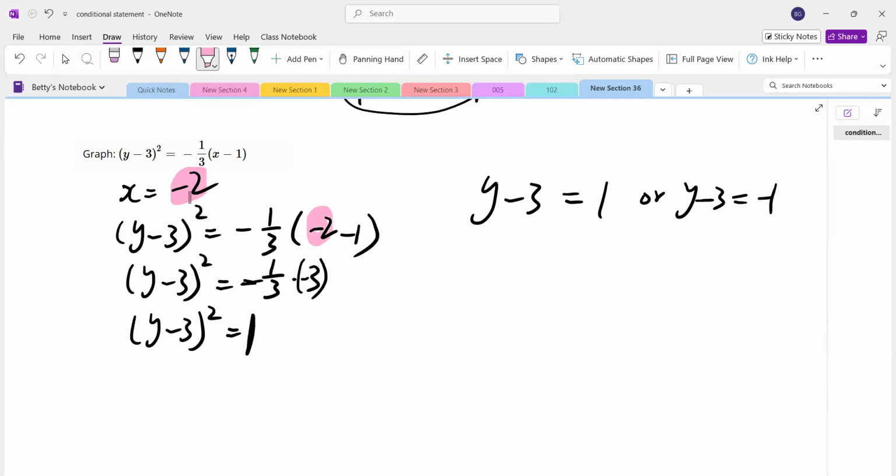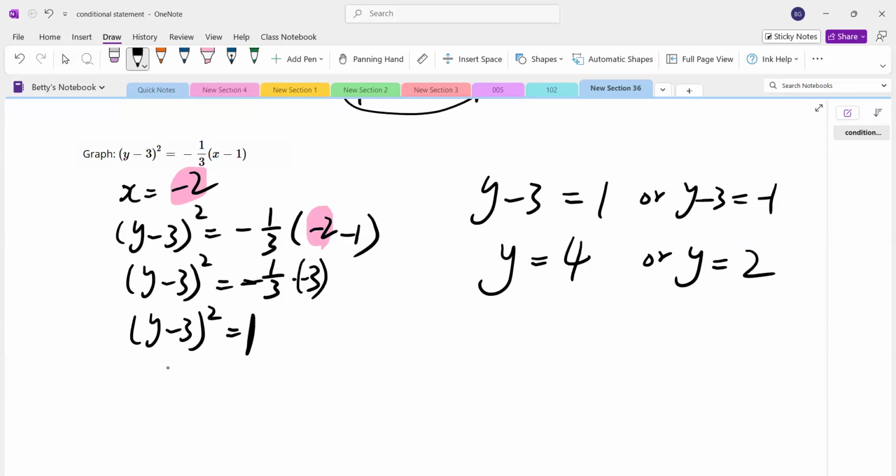If we plug in x equals negative 2, in the parentheses, we have negative 3. And negative 3 is the reciprocal of negative 1/3. So we have 1 on the right side. That's very convenient. If (y minus 3) to the power 2 is a positive 1, then the base y minus 3 is either equal to 1 or negative 1. So here we have y equals 4 or y equals 2.